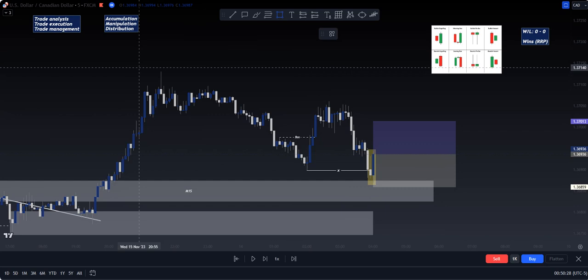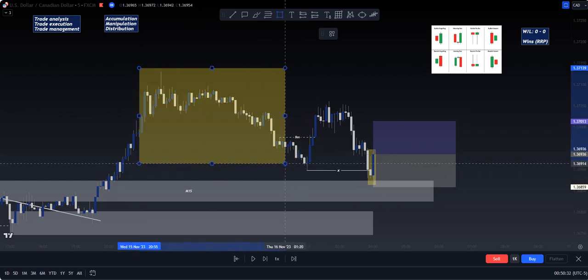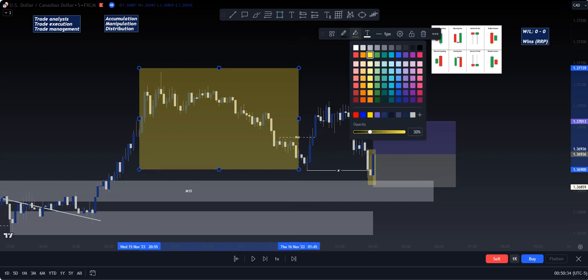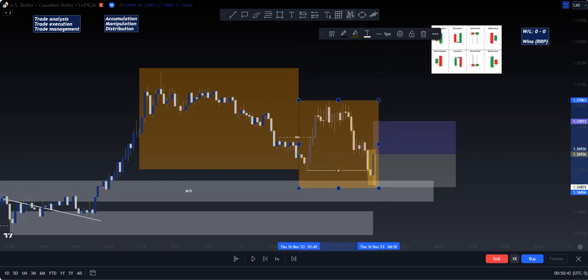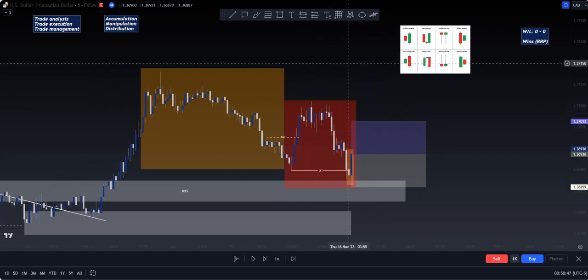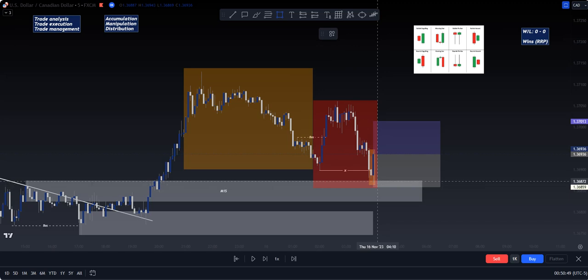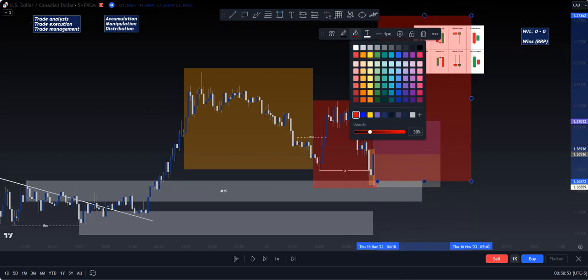Okay, you want to see the process of accumulation. Then you have manipulation. And then now what I expect is distribution, however the market wants to present it.